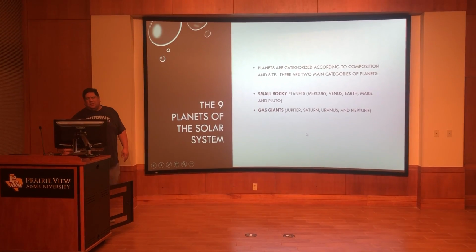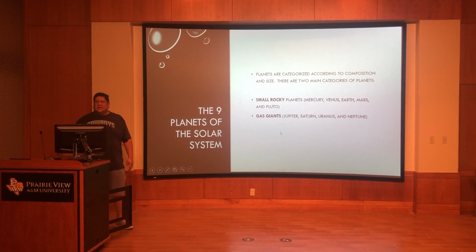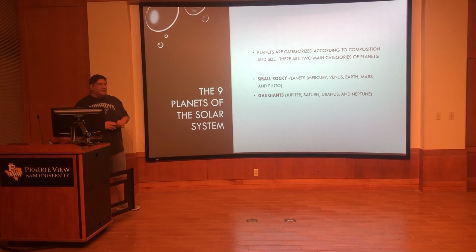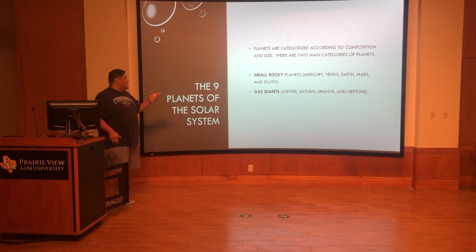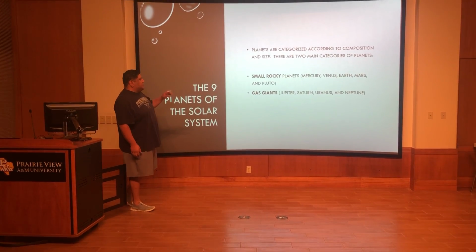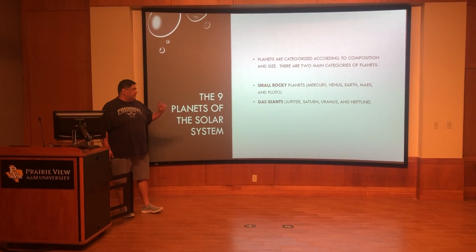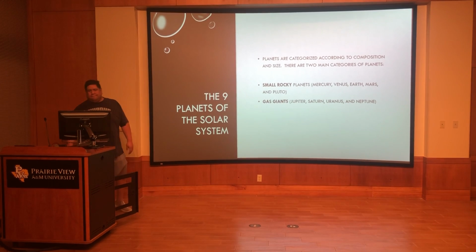The 9 planets of the solar system. Planets are categorized according to composition and size. There are 2 main categories of planets that we talked about, of course, your inner and your outer. And of course, there are the small rocky planets, which are Mercury, Venus, Earth, Mars, and Pluto. And there are your gas giants: Jupiter, Saturn, Uranus, and Neptune.